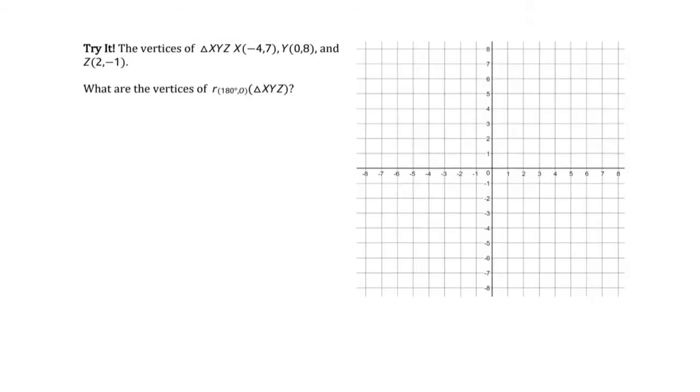All right, so what I want you to do is try this one. You're given the vertices of X, Y, Z. First draw X, Y, Z, then find X prime, Y prime, Z prime. So draw each triangle, then find the coordinates of this and then draw. So pause it now, try these, and then I'll show you the solution.